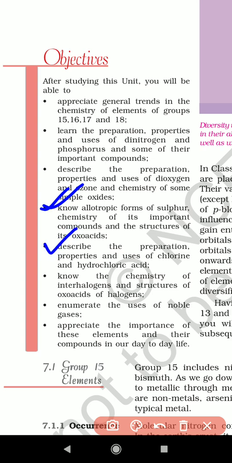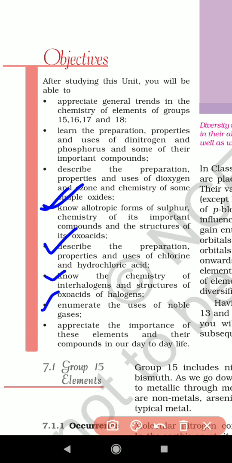Next one is to describe the preparation, properties and uses of chlorine and hydrochloric acid. Then know the chemistry of halogens and the structure of oxo acids of halogens. Interhalogen compounds and their structures, and the oxo acids of halogens, we are going to study.